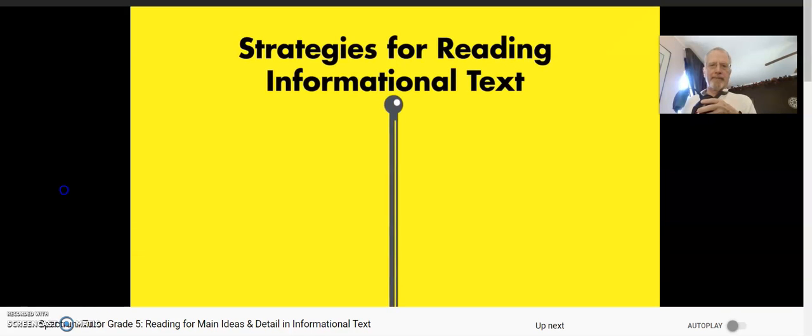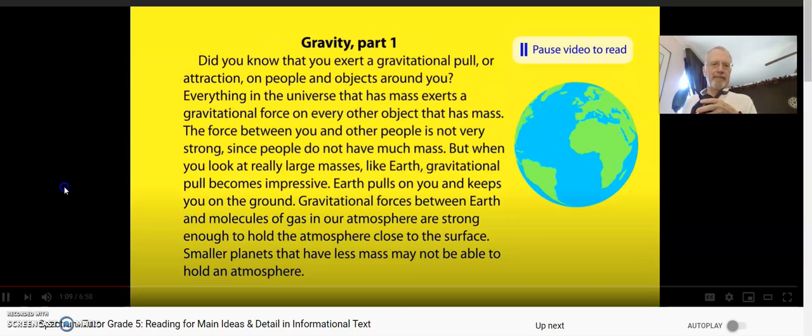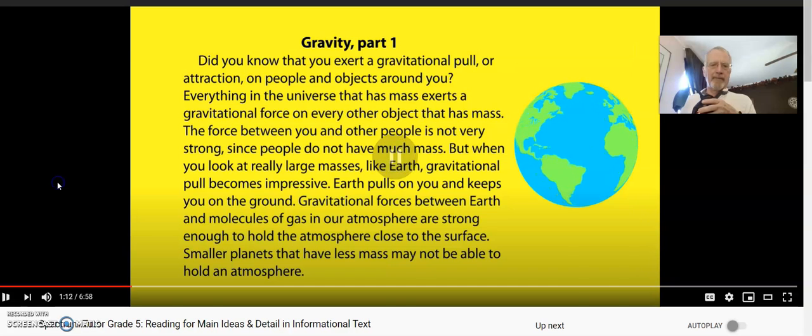Luckily, you can use strategies to help you find your way when reading informational texts. One strategy is to quote details and examples from the text to answer questions. Look at this informational text.